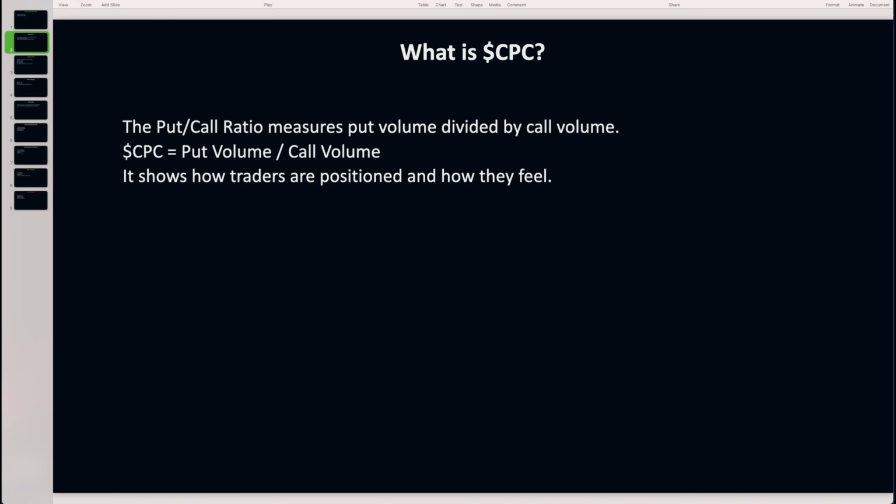So for example, if you have 1 million puts being traded to 1 million calls, that would be a ratio of 1, which means pretty in line. If you have 2 million puts to 1 million calls being traded, the ratio is 2.0. And if it's 500,000 puts being traded to 1 million calls, that ratio is 0.5. The ticker that we're going to use is $CPC, which is the total equity put to call ratio. There's a couple different versions, but we won't focus on those.